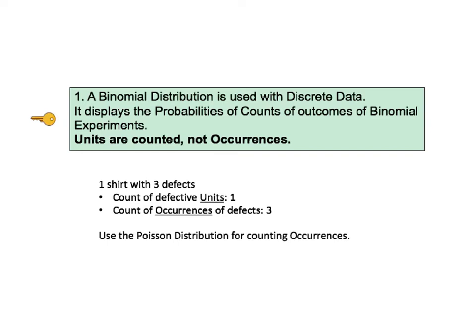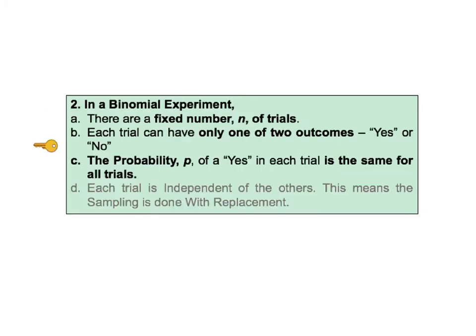If, on the other hand, we were interested in the total number of occurrences of defects, not the number of defective units, we would count 3 occurrences for that 1 shirt, and we would use a different discrete distribution, the Poisson distribution.